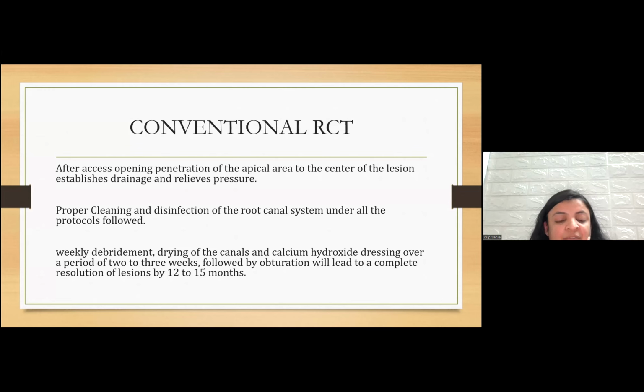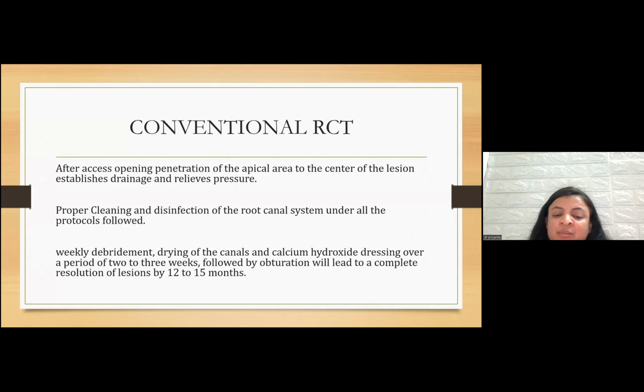After cleaning and disinfection, I will give calcium hydroxide dressing for a minimum of 7 days, and we can give it till 10 to 15 days also. There's no problem in that. When we talk about this calcium hydroxide dressing, I truly believe that giving it for a lesser period of time, like 4 or 5 days, is not going to work out. We have to give the calcium hydroxide dressing for a minimum of 1 week.